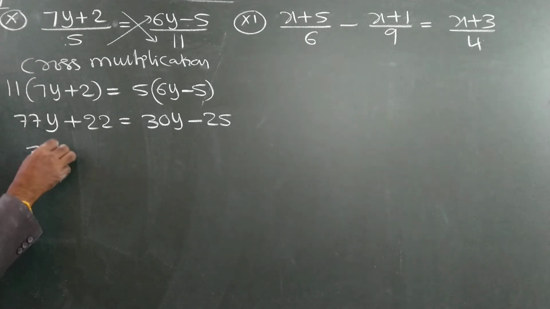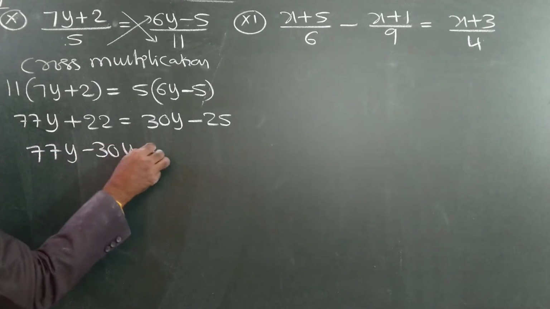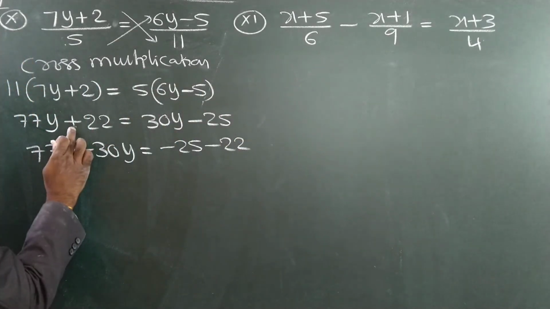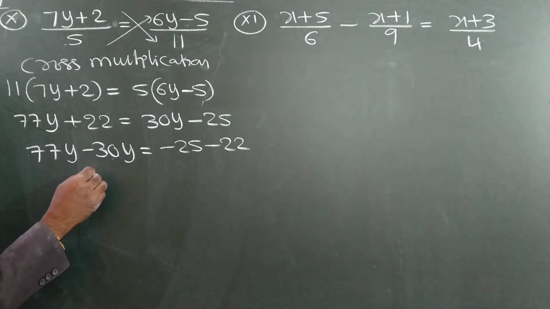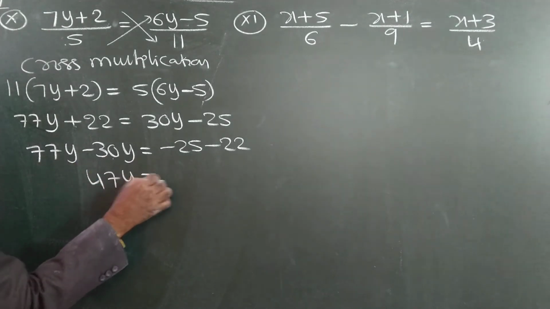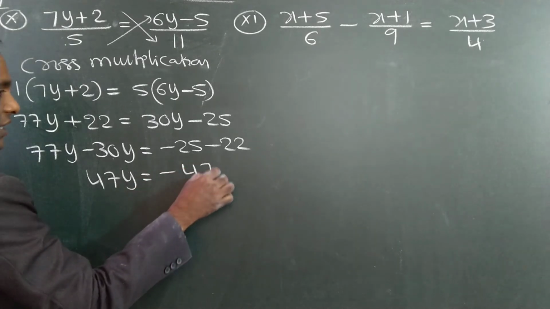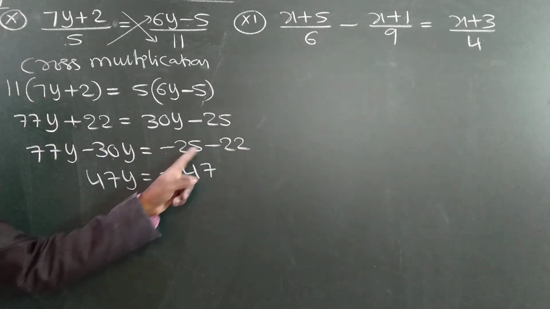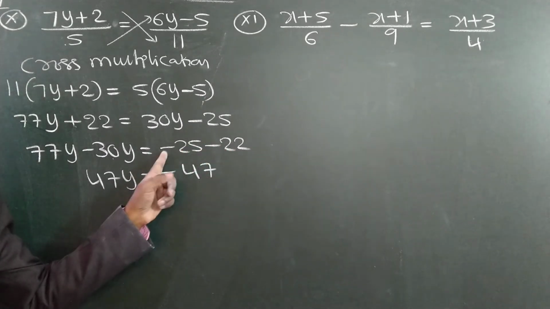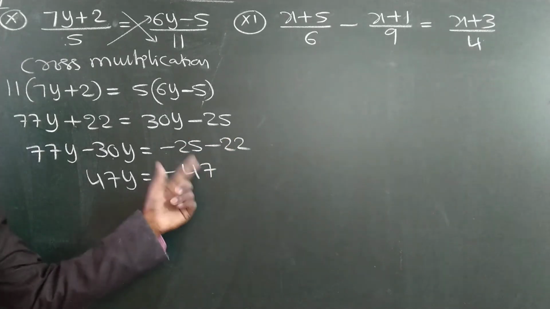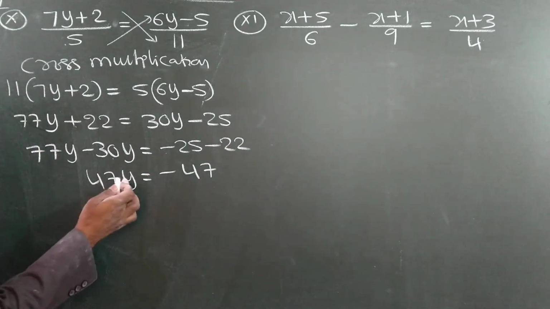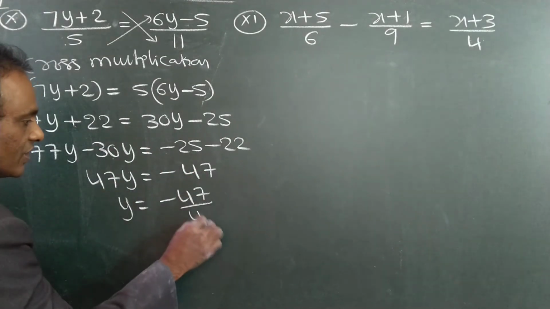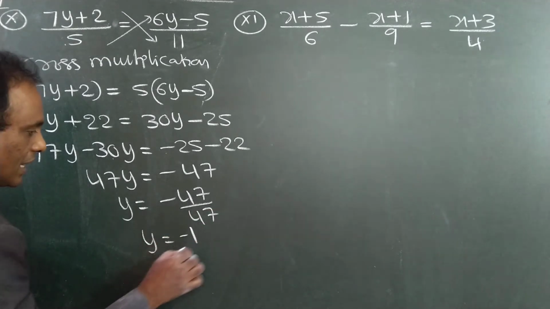Take all y terms on one side: 77y minus 30y, and minus 25 minus 22 on the other side. 77 minus 30 is 47. Minus 25 minus 22 is minus 47. It is not minus into minus, we are not multiplying, we are adding. The 47 will be the denominator. Minus 47 by 47, the 47s cancel, so the answer is minus 1.